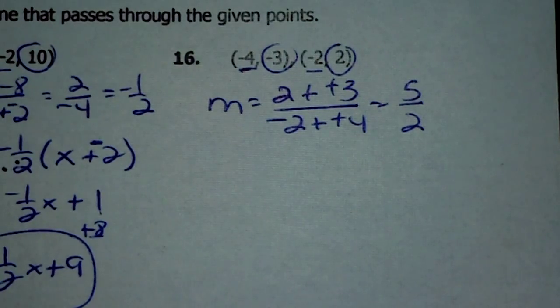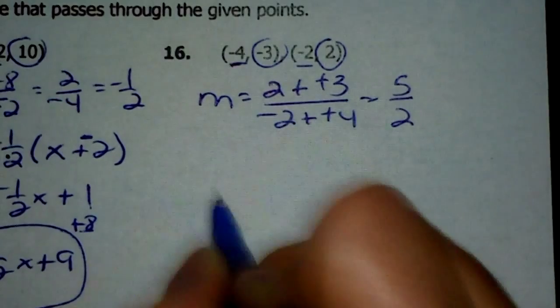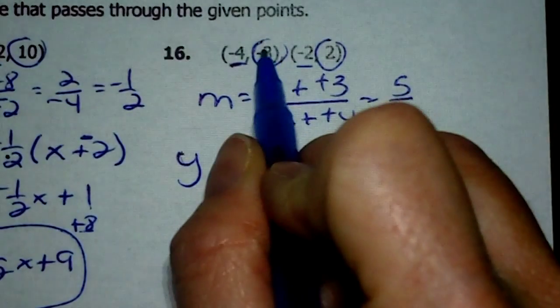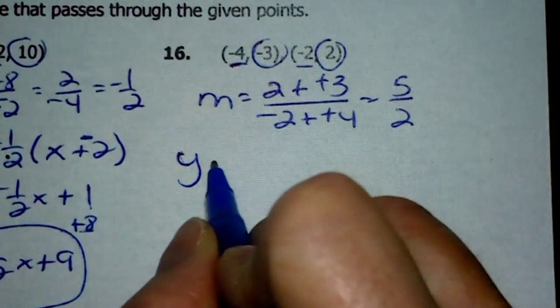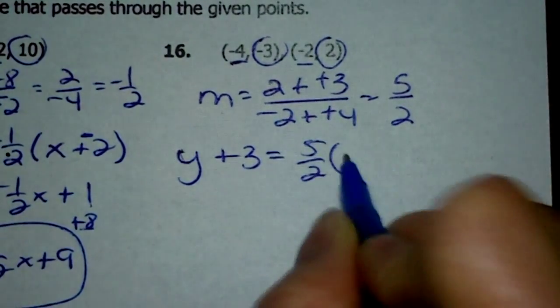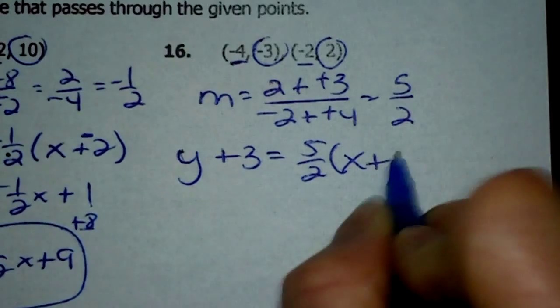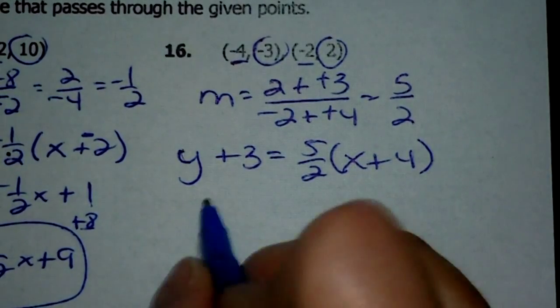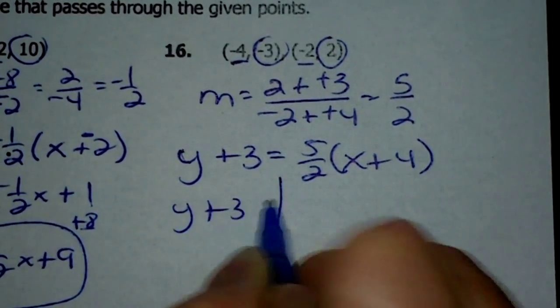It'll make it easier in the long run for you. Our goal is to get that final equation anyhow. So y, and my y sub 1 is negative 3, so minus negative 3 is plus 3. My slope of 5/2 times x minus negative 4 would be plus 4. All right, let's get rid of those parentheses.